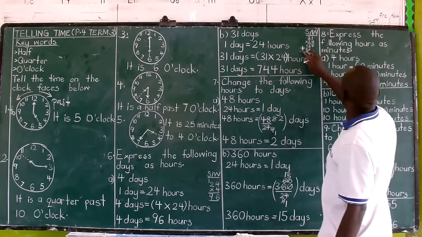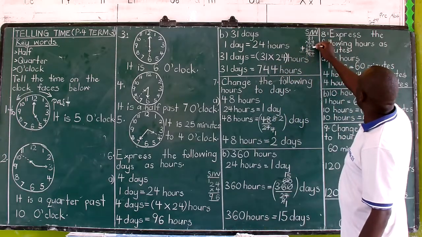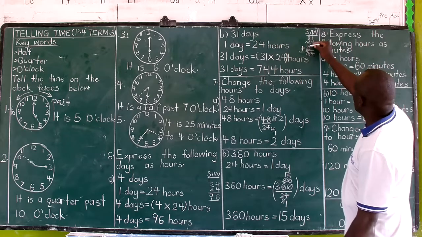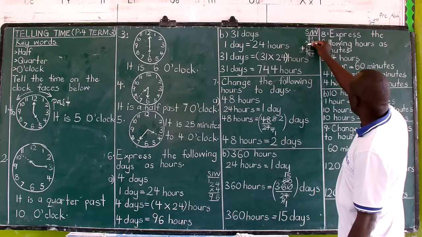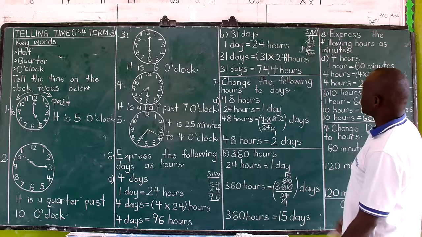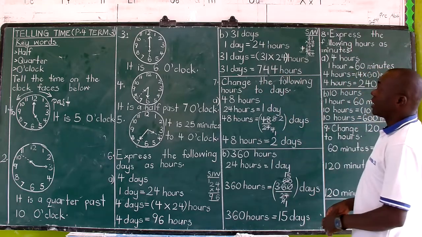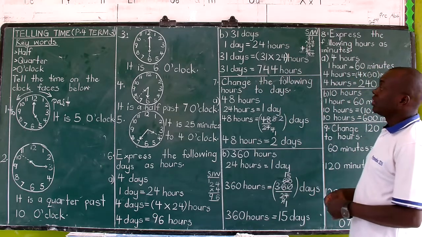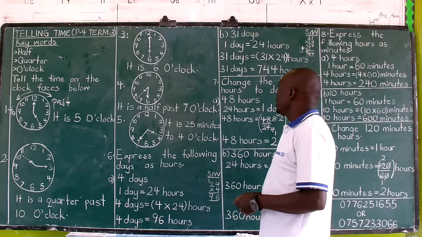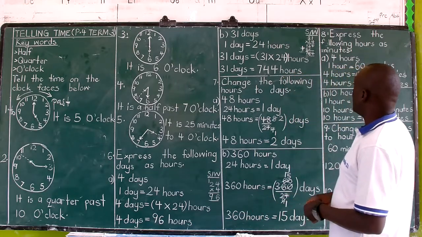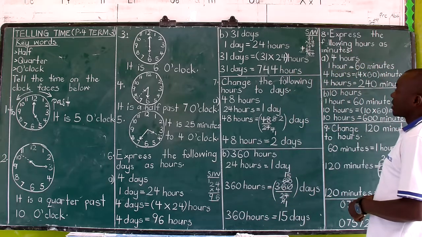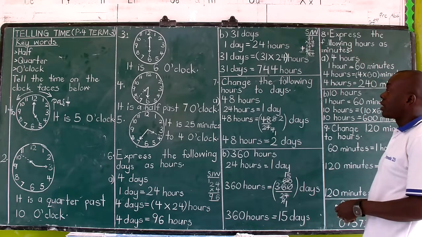So let's add. Now, here I've got a 4. Put it down. 2 plus 2 is a 4. And 1 plus 6 is 7. So a total of 744 hours are contained in 31 days. So that's how we convert days to hours. Then number 7 does the other way around.